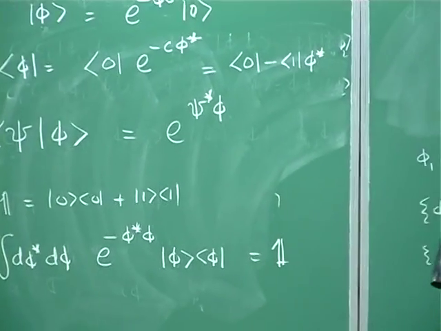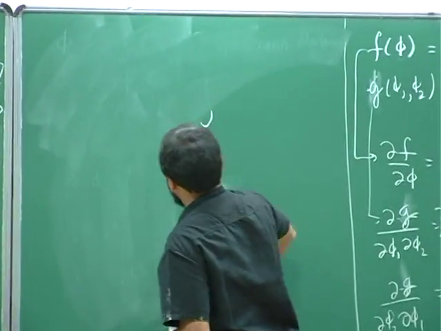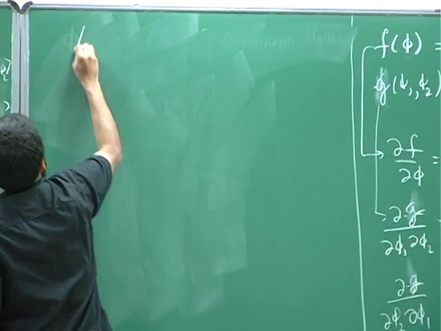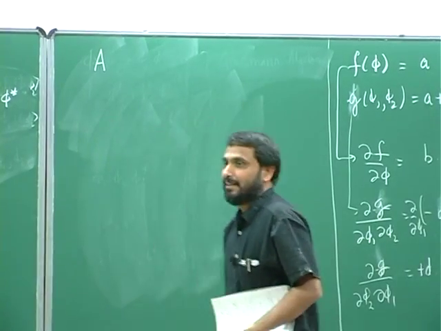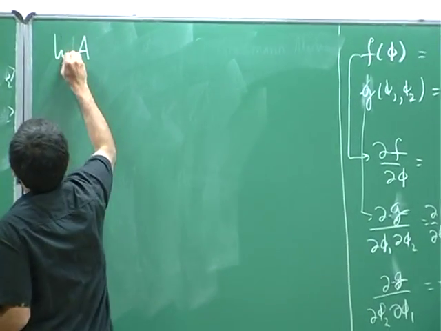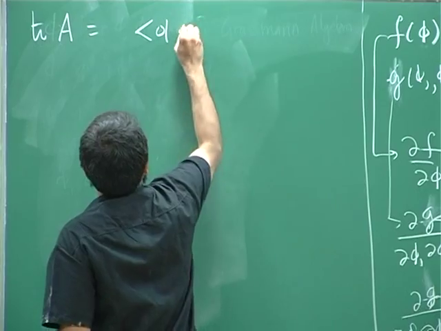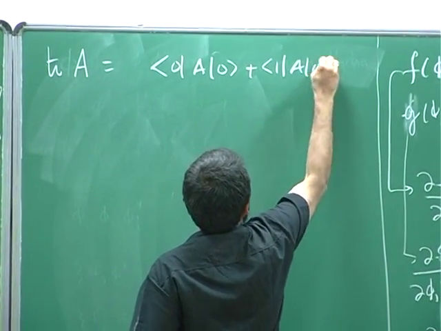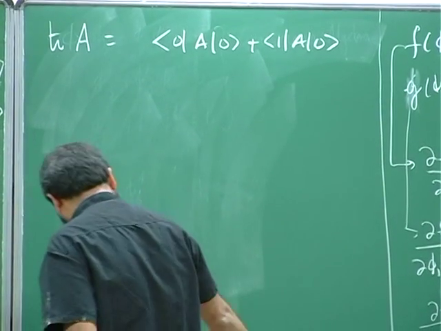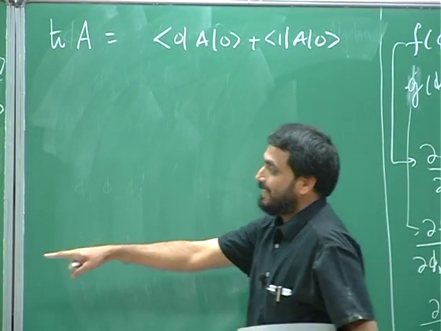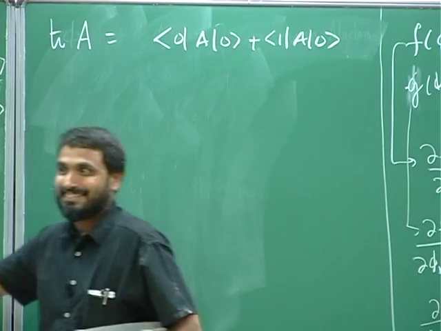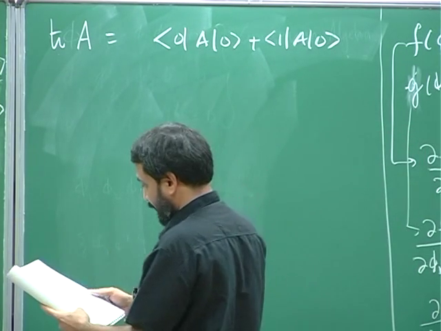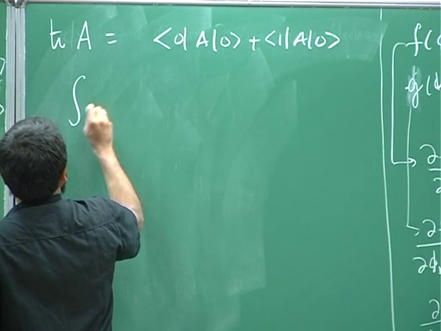So suppose I had an operator A on that Hilbert space. The trace of A would have been <0|A|0> plus <1|A|1>. That's what the trace would have been. So what will be the trace in terms of these guys? Again, I will not prove it. I will just state it, and I hope that I have not made any typos in my notes.